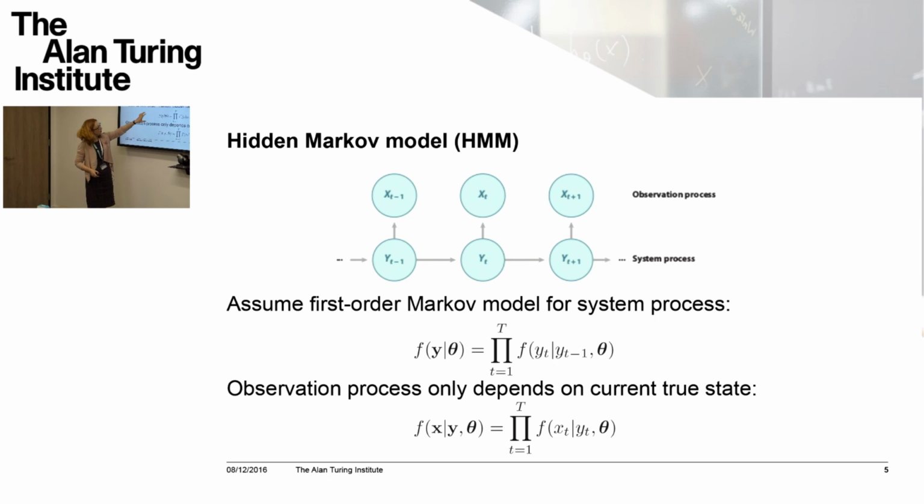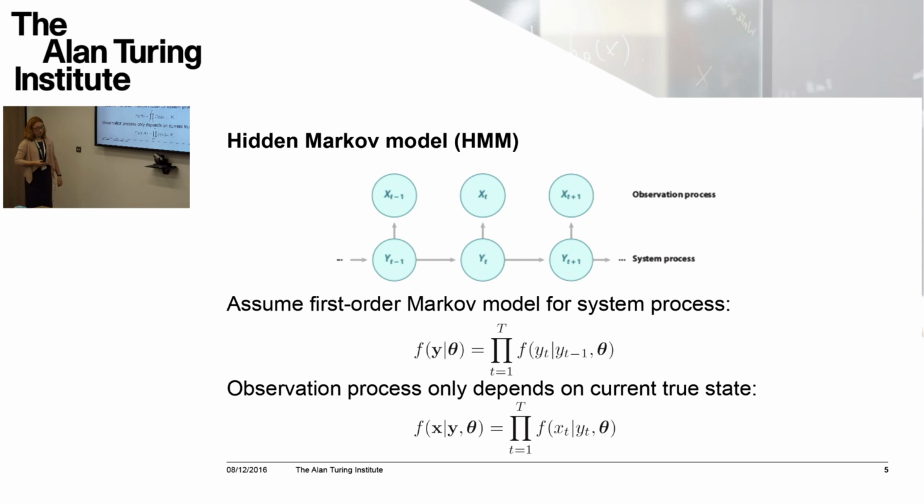We split them up. We have the system process. How does the system evolve over time? And it's just some stochastic process. So given that you're at state y_{t-1}, what are you at time t? It's just a function of where you were at time t-1 and some model parameters that we're interested in. So that's just going from one time step to the next at the true population level. So that's the first process.